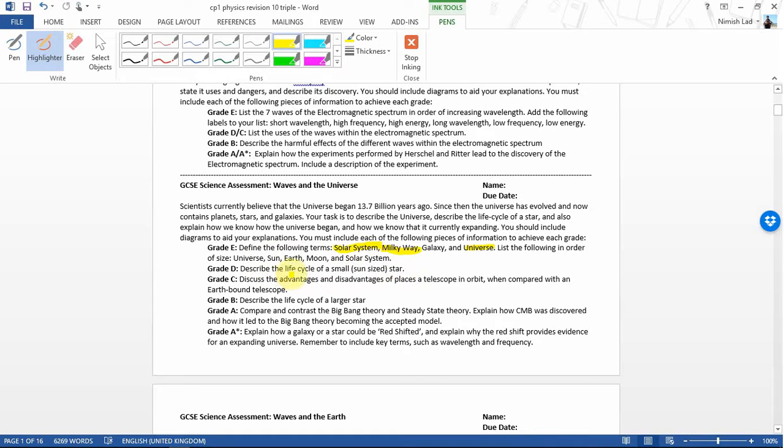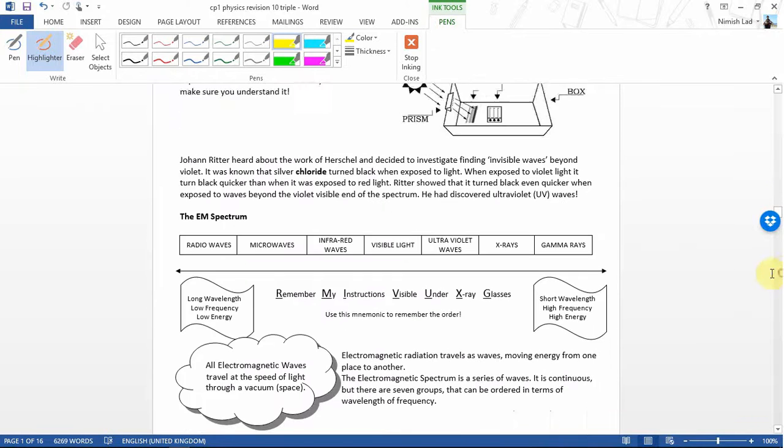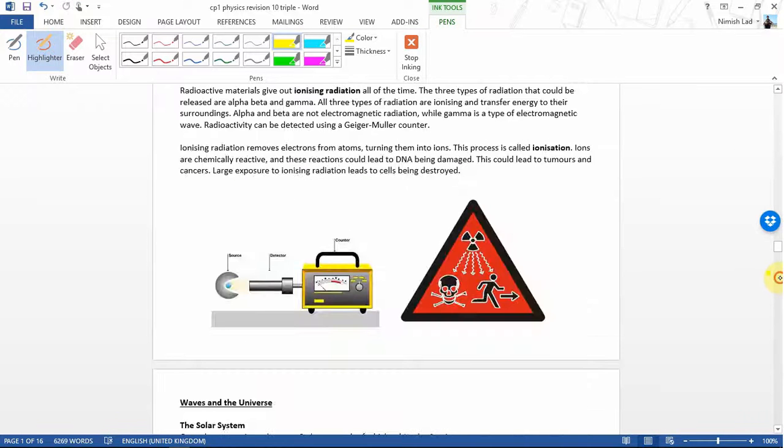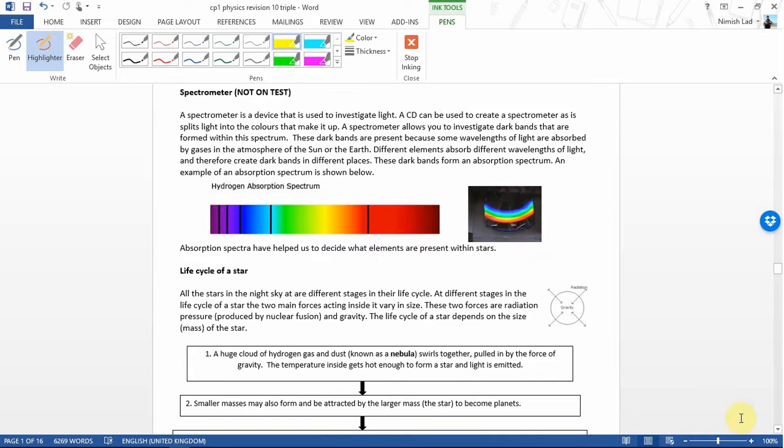Now I want to describe the life cycle of a small sun-sized star. At the same time, I'm going to describe the life cycle of a larger star. I'm going to do these two first, so grade B and grade D, and I'll come back to grade C afterwards. So to describe the life cycle of a sun-sized star, let's skip down to the part of the document where I've got a lovely diagram of this over here. The life cycle of a star.